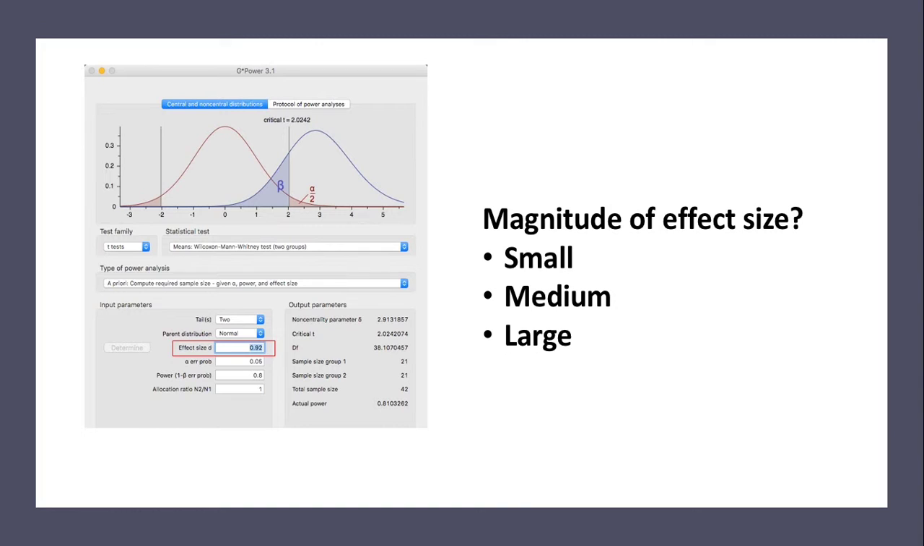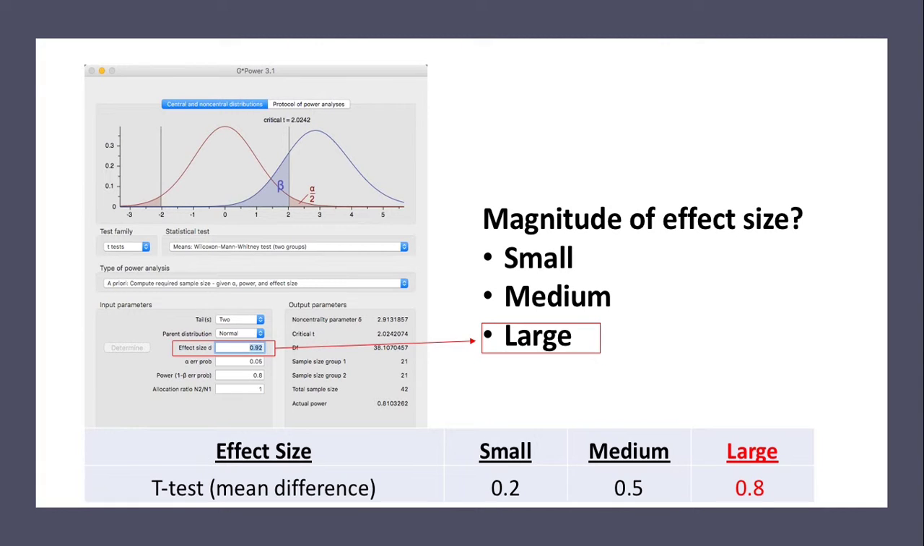So that magnitude of that effect size, was it small, medium, or large? Well, in fact, if we look at Cohen's d, looking at mean differences, it was a large effect size.